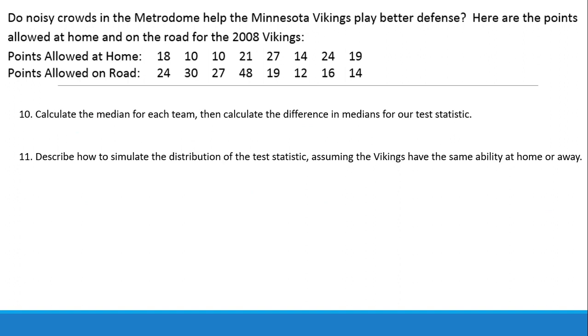Calculate the median for each team, then calculate the difference in medians for our test statistic. So our median for home is 18.5. Our median for road is 21.5, which gives us a difference of -3. Remember, we want them to score less at home than on the road, which would show they have a better defense at home.